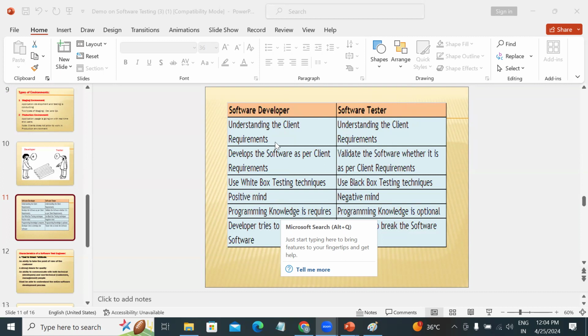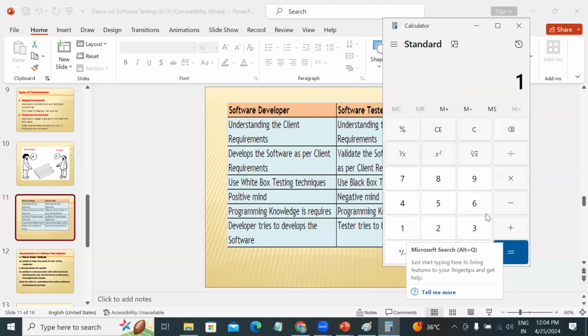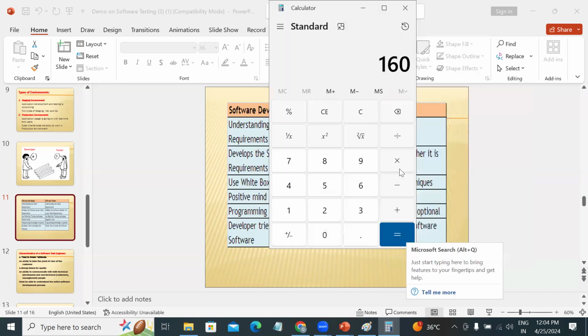Per month, how many days will you go to the office? Average 20 days. 4 weeks, right? 4 into 2, 8 days you are not going. So 20 days, because of 1 day leave or 1 day sick leave, like that, okay? 20 days is compulsory. 20 into 8 hours is 160 hours per month of negative thinking. Right or wrong? We will calculate. 160 into 12 months is 1,920 hours. You are thinking negatively for 1,920 hours a year.